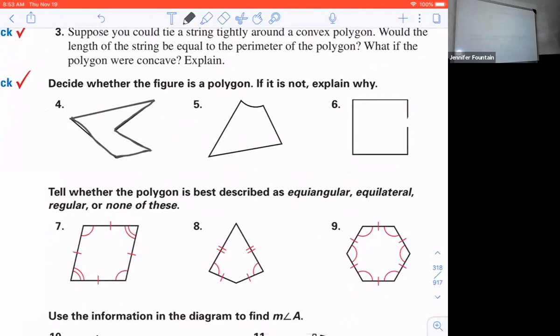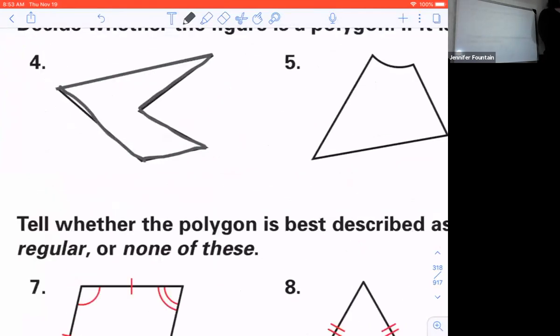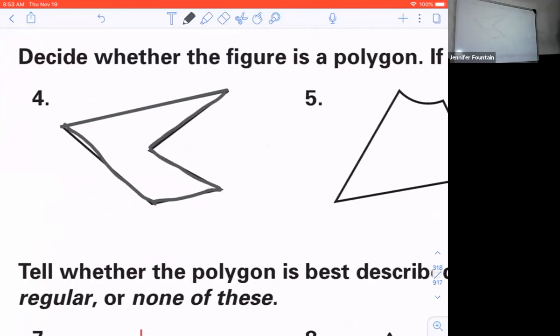Okay, so let's look at number 4, 5, and 6. Is each figure a polygon? Why or why not? What about number 4? Yeah. Why? It's got sides. It's all touching at each vertex. We don't have two points that are collinear. So it is. What about number 5?